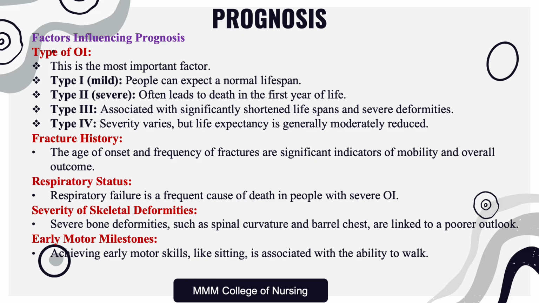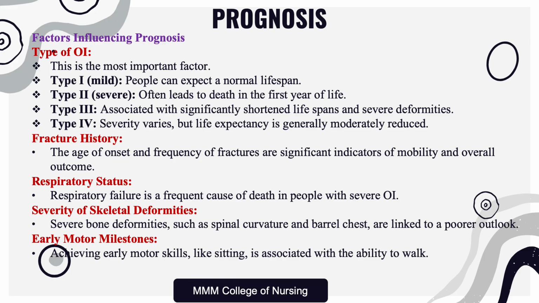Prognosis, which means the outcome of a disorder. There are several factors that can influence it. In this case, let's look at the type of OI. This is the most important factor. Type 1, which is a mild form, people can expect a normal lifespan. Type 2 is severe and often leads to death in the first year of life. Type 3 is associated with significantly shortened lifespans and severe deformities. Type 4, the severity varies, but life expectancy is generally moderately reduced.